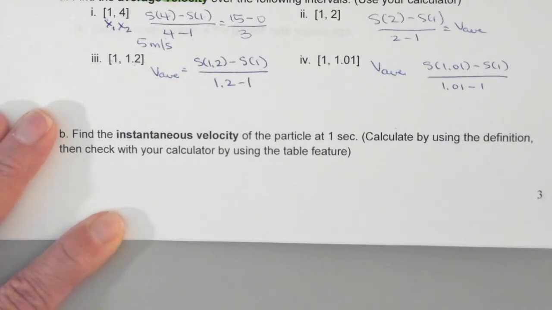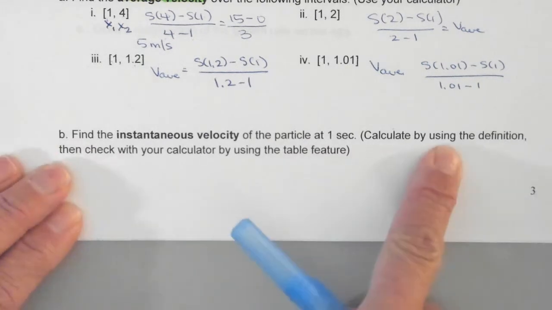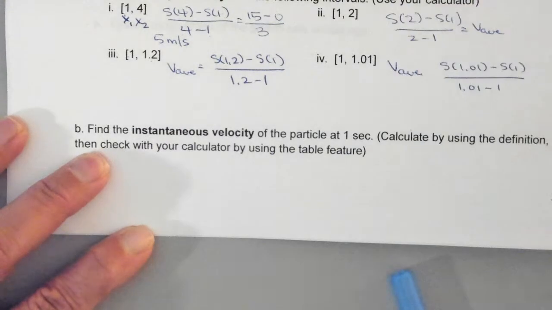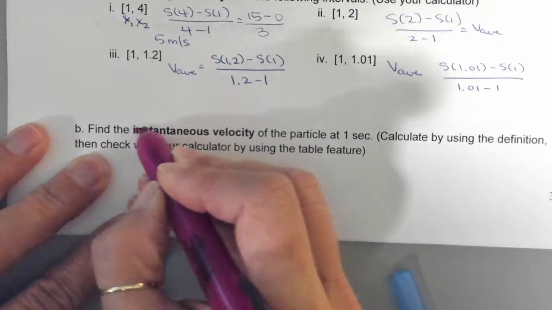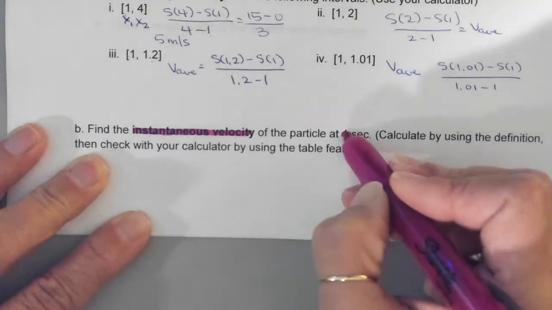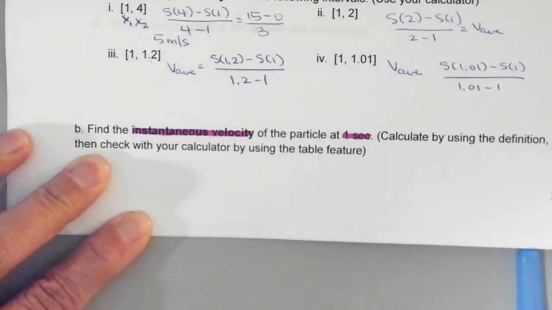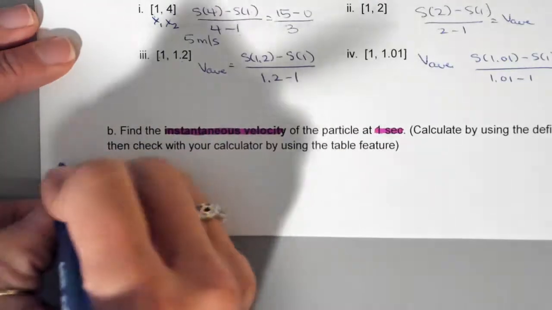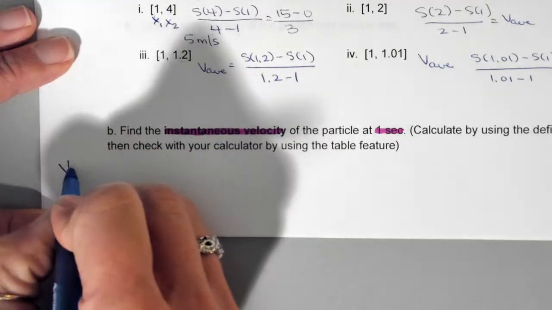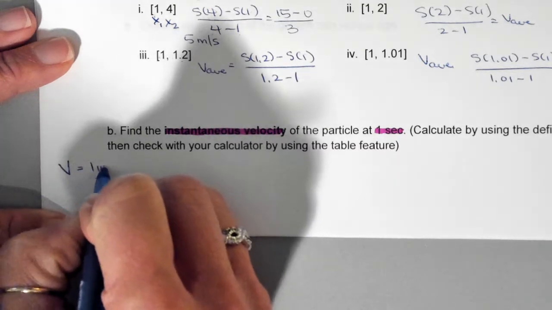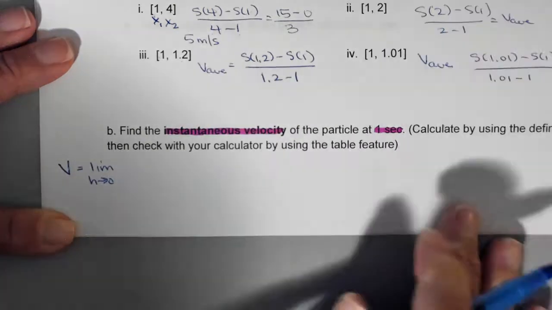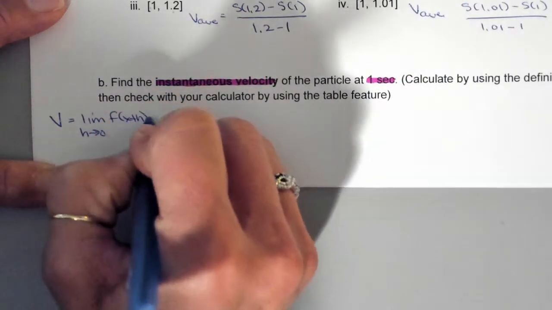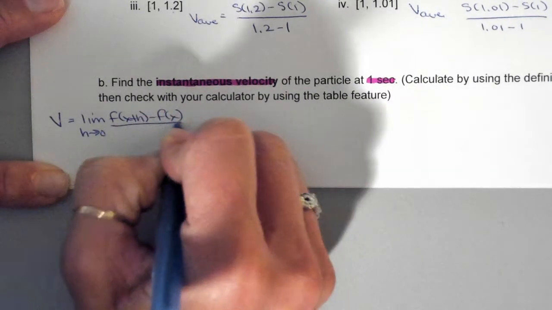the derivative. I know you do. But this specifically says use the definition. So we're going to use the definition and we will do it together. Okay, so this is what we're going to take a look at. Instantaneous velocity at 1 second. So using the definition, we are going to find the velocity, which is equal to the limit as h approaches 0 of f of x plus h minus f of x all over h.